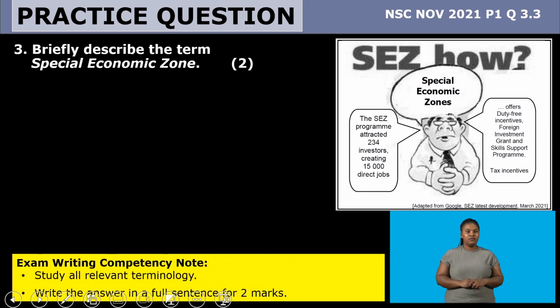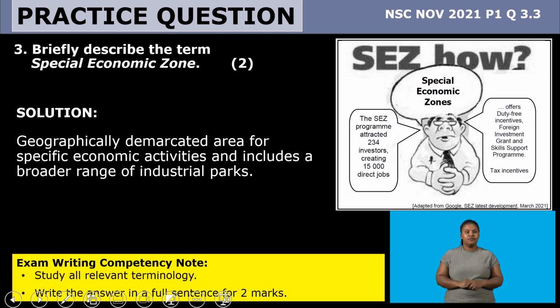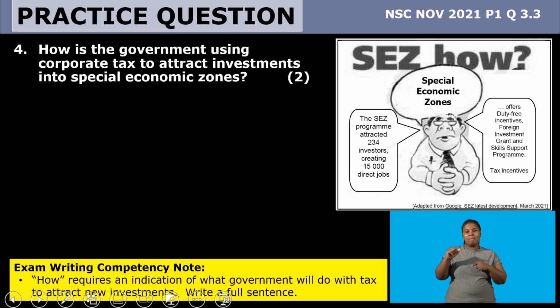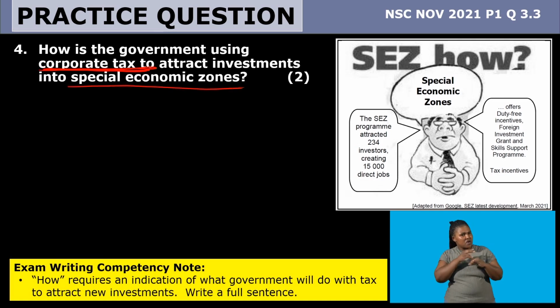Then we have another question which says, briefly describe the term special economic zone. This is a geographically demarcated area for specific economic activities, and it includes a broader range of industrial parks. Number 4, how is the government using corporate tax to attract investments into special economic zones? So, how does the government use corporate tax to attract investments into special economic zones?